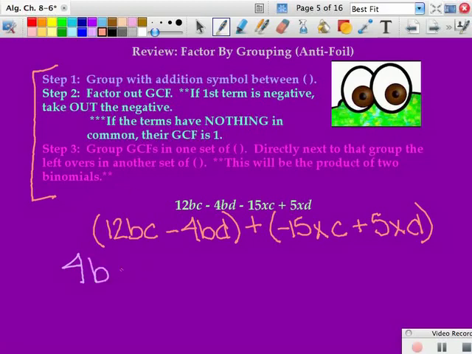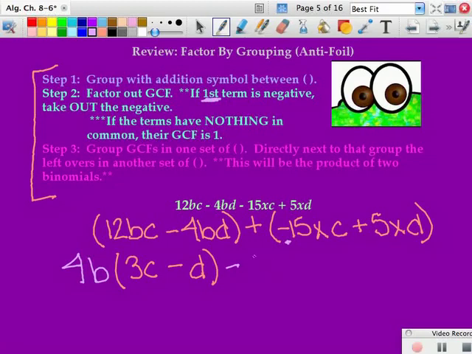Okay, so then we switch, and when we divide, we get 3c minus 4 divided by 4 gives you 1, so we don't write it. B divided by b gives you 1, so we don't write that, but we're left with d. And now we're going to take out our GCF for the other one. Remember that if the first term is negative, you're going to take the negative out. Well, you have a negative term here, so we're taking out negative.